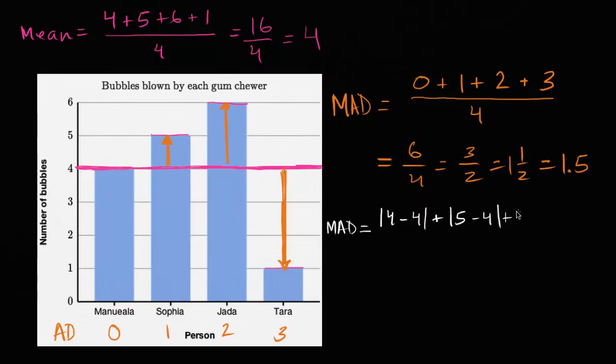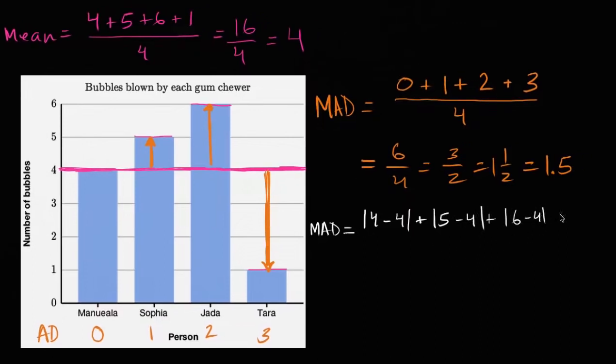Then you do that for Jada. Jada blew 6 bubbles. The mean is 4. And then you do it for Tara. Tara blew 1 bubble, and the mean is 4. And then you divide by the number of data points you have. Let me make it very clear. This 4 is the mean. This 4 is the mean. So you're taking each of the data points and seeing how far it is from the mean. You're taking the absolute value because you just want to figure out the absolute distance.